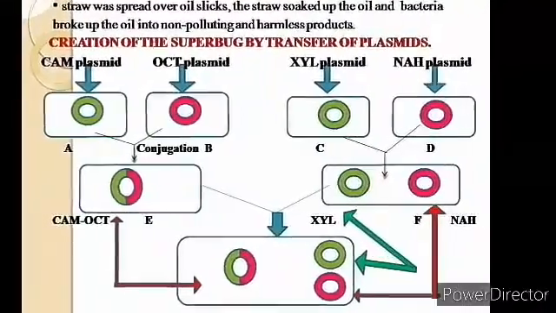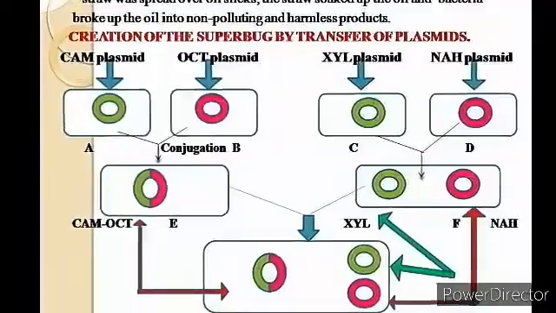Straw was sprayed over oil slicks. The straw soaked up the oil and bacteria broke up the oil into non-polluting and harmless products, as you can see in the illustration on the screen. But phytoremediation is the use of plants for accumulation, removal, or conversion of pollutants. So what is phytoremediation? It says effective and low cost, environmentally friendly, soil cleanup of heavy metals and organic compounds.